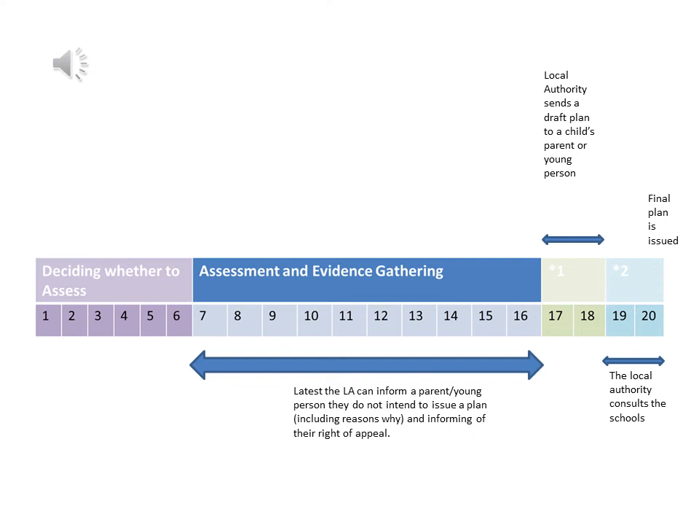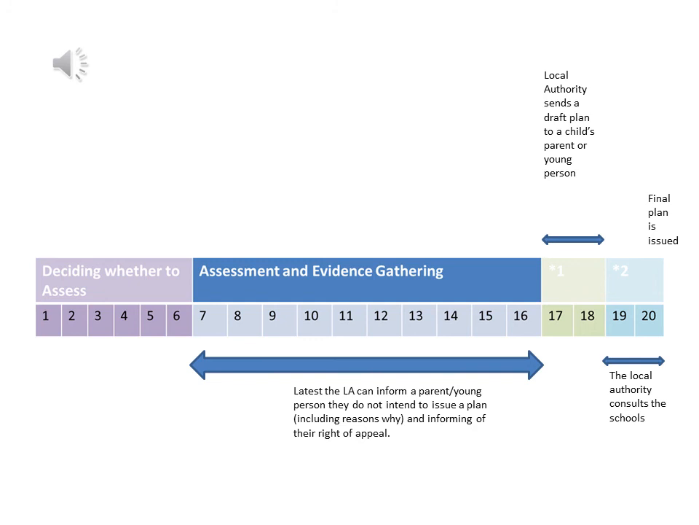You can ask the local authority to name a particular school or setting in the plan. The local authority will then send a copy of the plan to the school you request and any others that they feel may be suitable for your child. This is called a consultation. Schools also have 15 calendar days to say if they feel they can meet your child's needs. If you do not reply within 15 days, the local authority may assume that you agree with the draft plan.